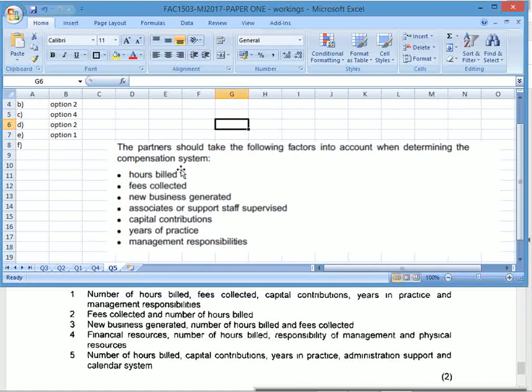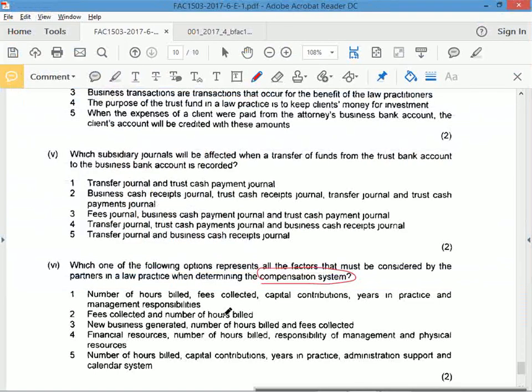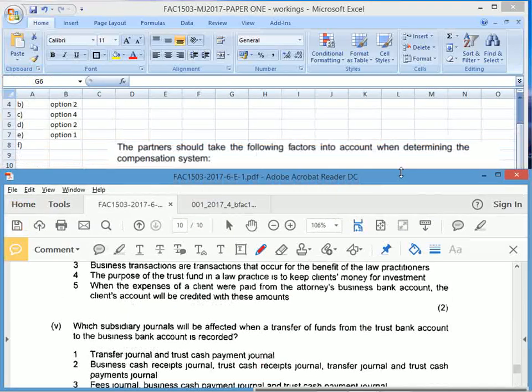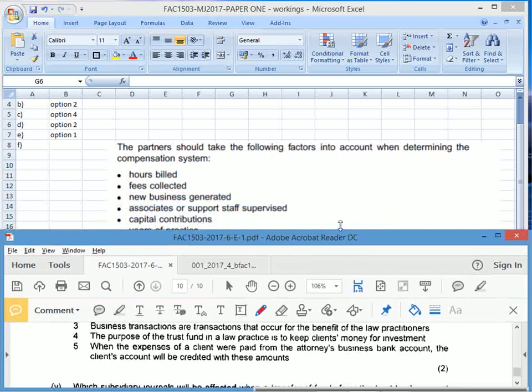Number of hours billed, yes. Fees collected, yes. New business generated. Okay, new business generated wasn't here. So 1 isn't entirely right. Okay, associates or support staff supervised, not there. Years of practice is there. Management responsibilities is there. Okay, so the partner should take the following factors into consideration. Which one of the following options represents all the factors that must be considered by the partners in the law practice when determining the compensation system? Okay, so all factors.